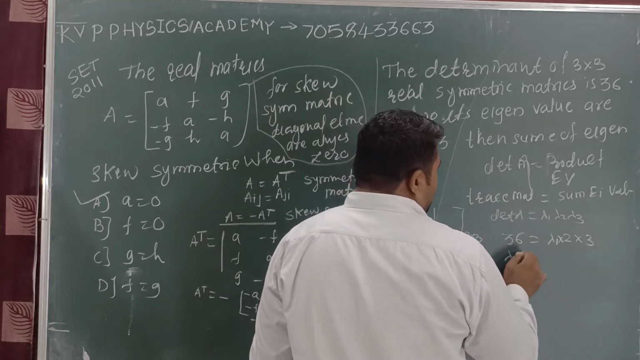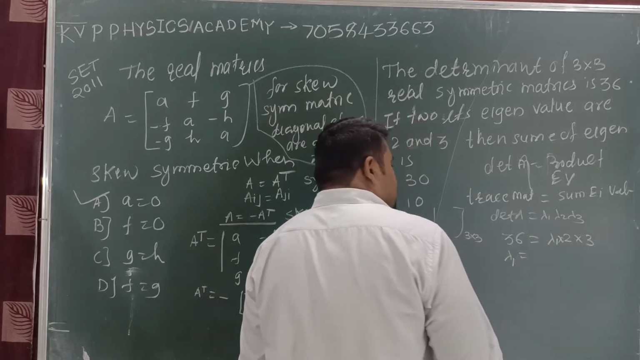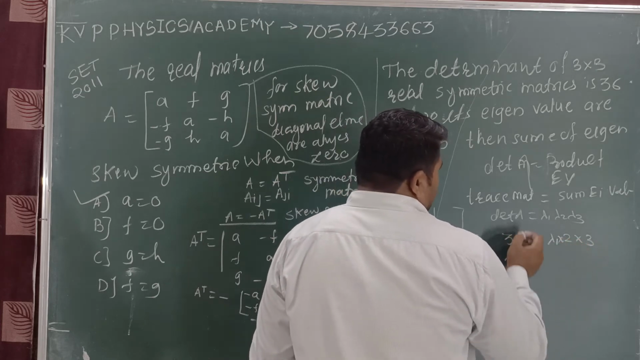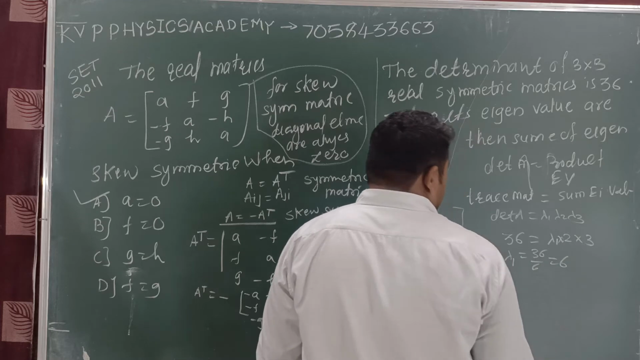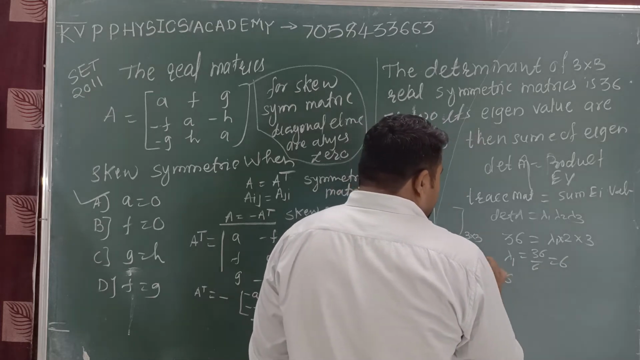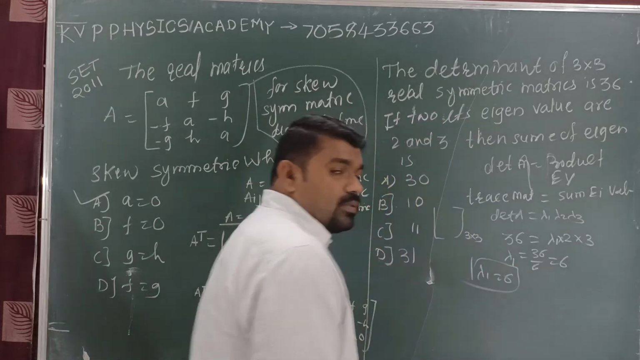What is the value of lambda 1? Lambda 1 is equal to how much? 3 into 2 is 6, so 36 divided by 6. Means the lambda 1 eigenvalue is equal to how much? 6. Lambda 1 is equal to 6.